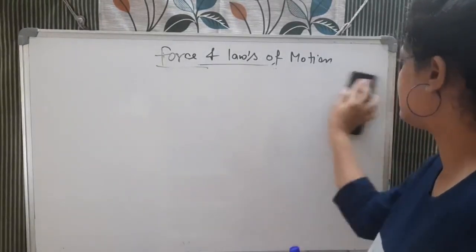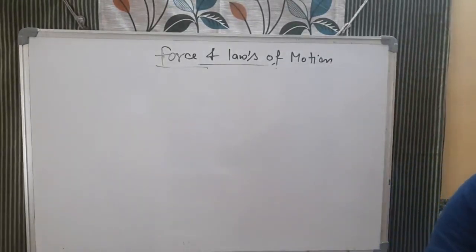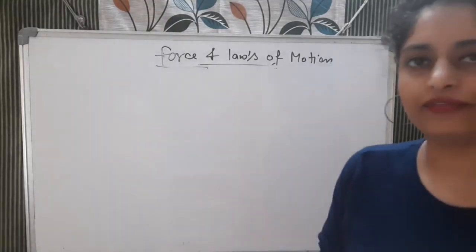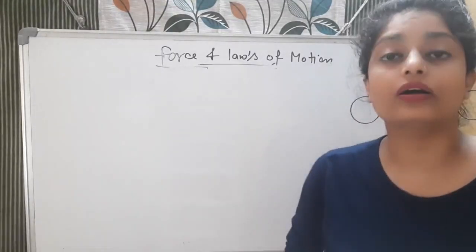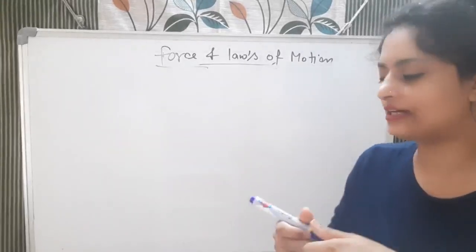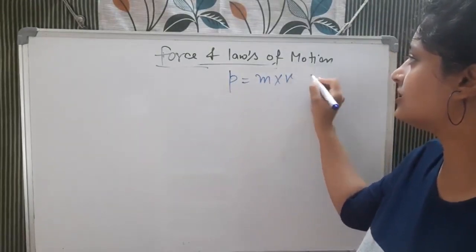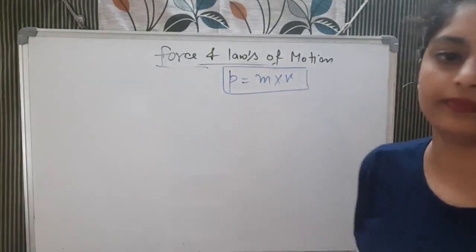Question number 9, NCERT exercise. It is saying what is the momentum of the object of mass m moving with the velocity v. So this you all know, formula I already wrote in the starting. Momentum we represent with p, and it is the mass into velocity. So this will be your momentum.